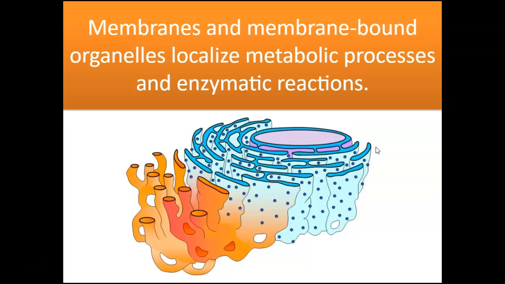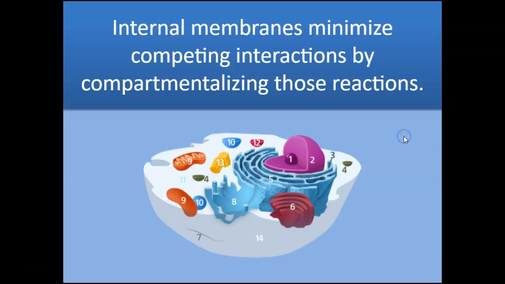This is just a slide containing effects that membranes and membrane-bound organelles have on localized metabolic processes and enzymatic reactions. This is a pretty dense statement explaining what we already talked about. Consider what metabolic processes and enzymatic reactions are. These are actions that happen in cells. If someone were to ask you what's the job of a cell in its most general terms, well, it's to metabolize things, and it's to perform chemical reactions with the help of enzymes.